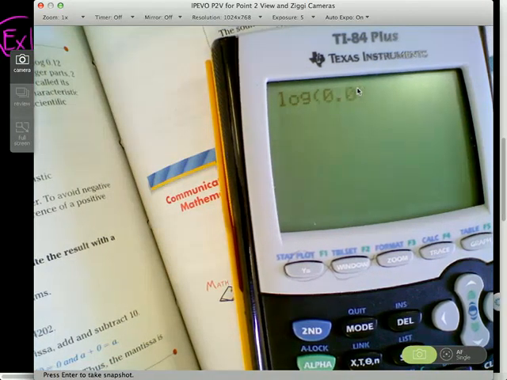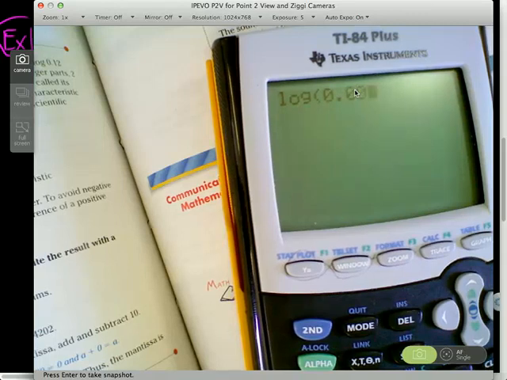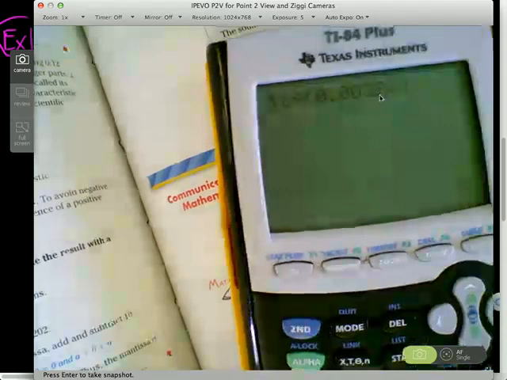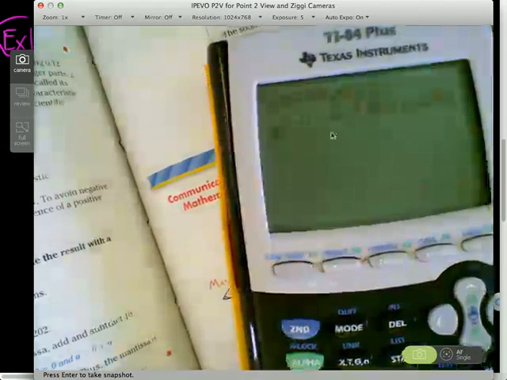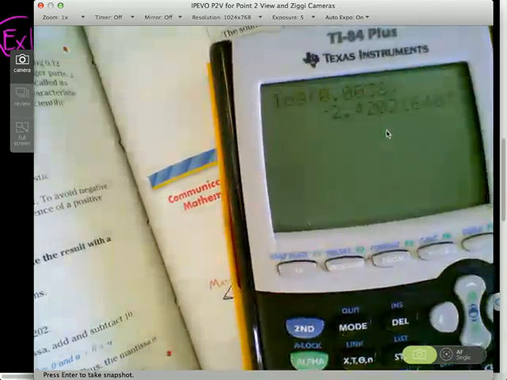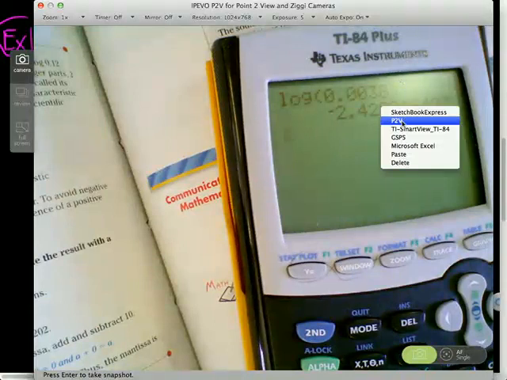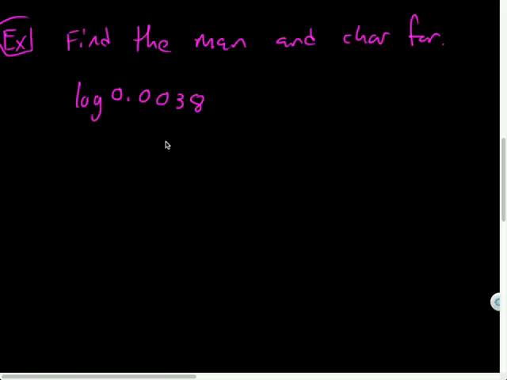0.0038 is. Very exciting, suspenseful. And I hit enter, and I get negative 2.4202, blah, blah, blah.